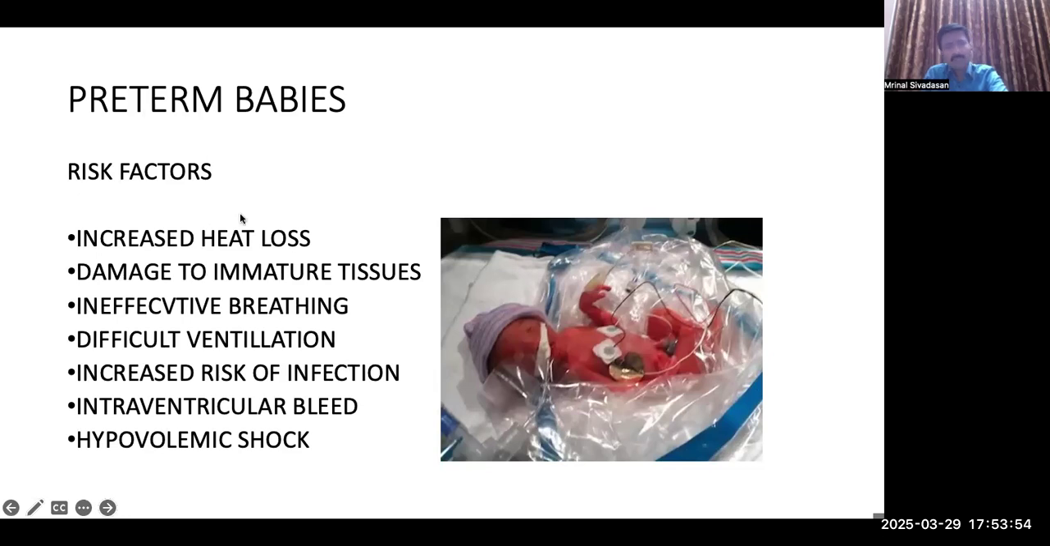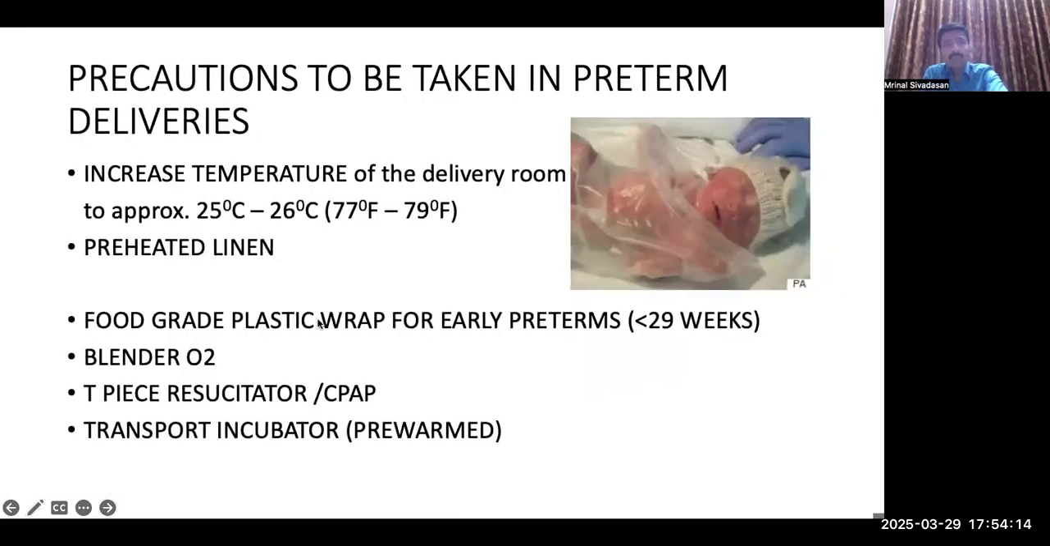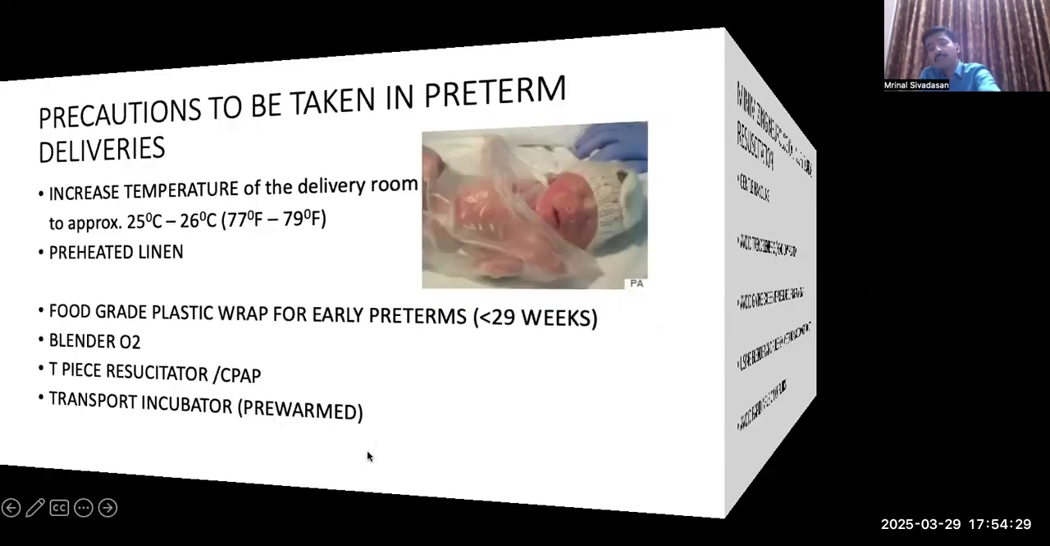And preterm babies. The risk factors for preterm babies are increased heat loss, damage to immature tissues, ineffective breathing and apnea, and difficult ventilation because of RDS, respiratory distress syndrome, then increased risk of infection, intraventricular bleed, and hypovolemic shock. So the precautions you take for preterm babies: increase the temperature of the delivery room to 26 degrees Celsius, preheated linen, food-grade plastic wrap for early preterm less than 32 weeks, blended oxygen and T-piece resuscitator, and a pre-warmed transport incubator.